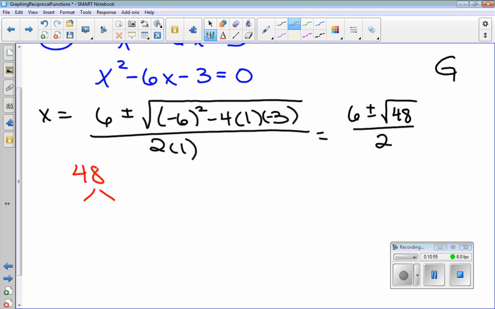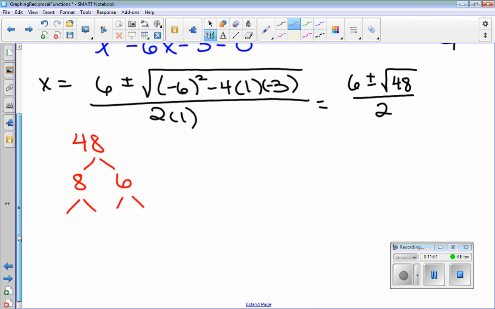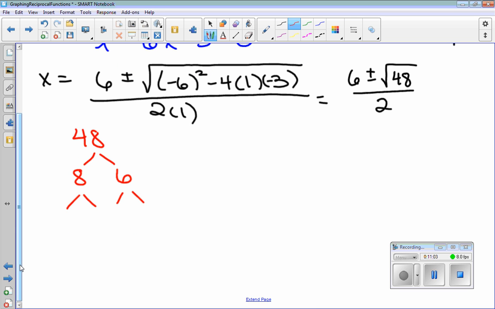8 and 6. It doesn't really matter what you start with. Okay, 8 and 6. Keep going. We have to go until we get all prime numbers. I can't divide yet because I'd have to have a number in the front here because of that plus or minus. The 2 has to go into both of these things. So I can't divide the 3 yet, but I'm going to eventually. Okay? 8. What numbers go into 8? 2 and 4. How about 6?